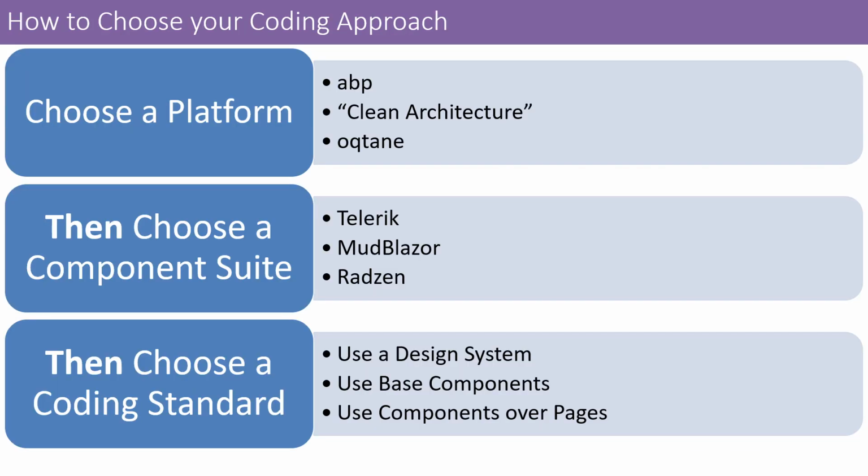So a little bit of a summary, how to choose your coding approach. You want to choose your platform and then your component suite, and then choose your coding standard. Now, it's not like you're purposely looking at a platform first and not looking at the other factors. You're looking at all three of these factors. But when it comes to making your decision, you probably want to consider that platform first, consider that component suite next to make sure the platform can support that, as well as having a standard that works well across all three.